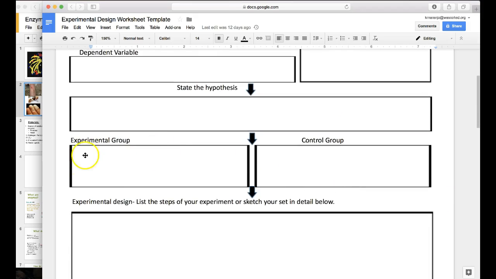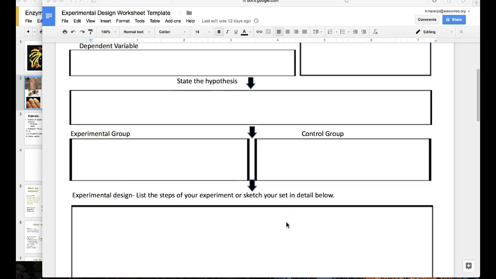Okay, so remember the experimental group, we also call that the treatment group, is the group that's going to receive the treatment. And so the control group is the group that basically does not receive that treatment. So you guys will have to decide which group included in your experiment is not going to receive the treatment.